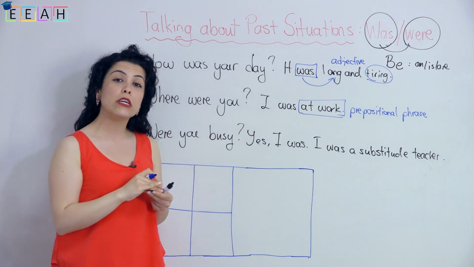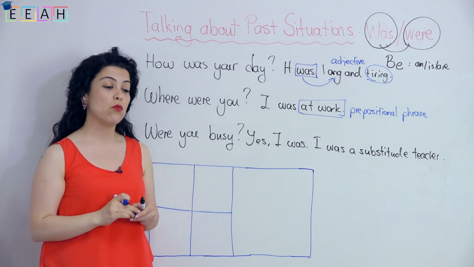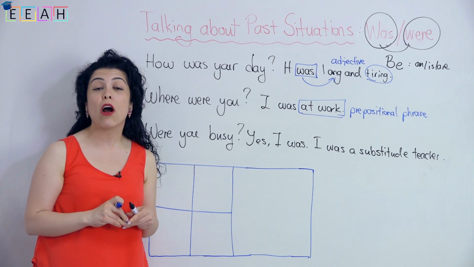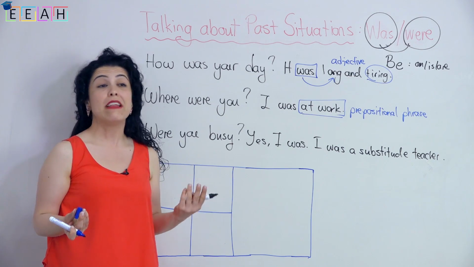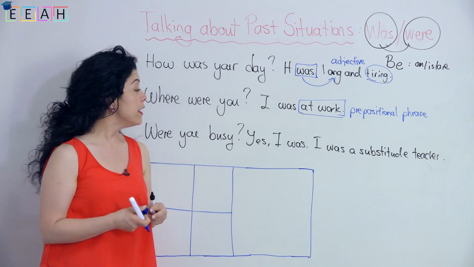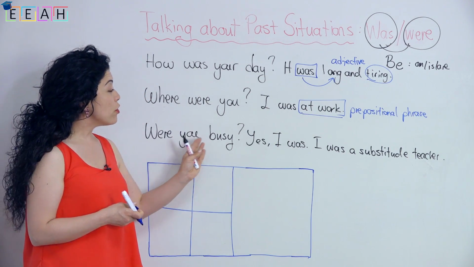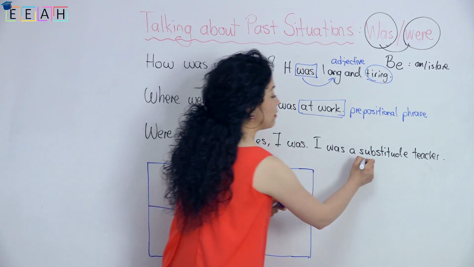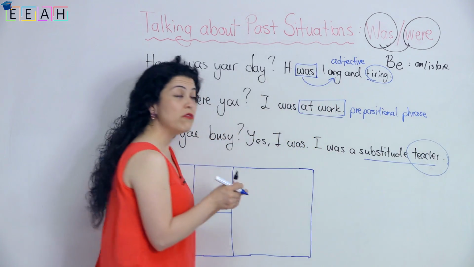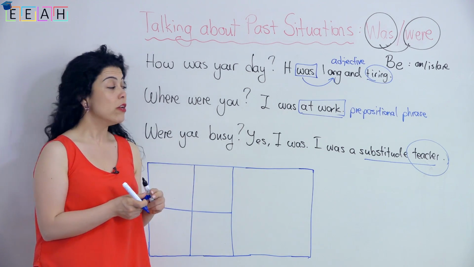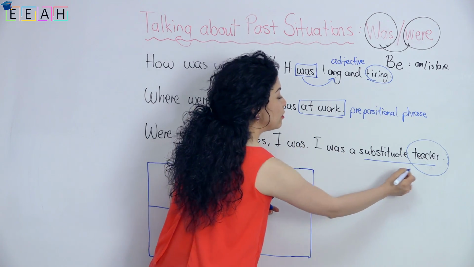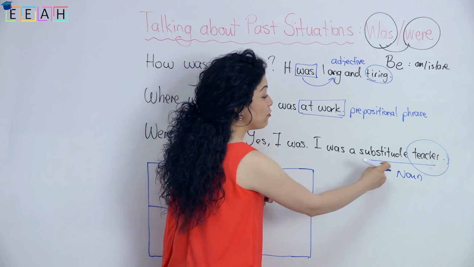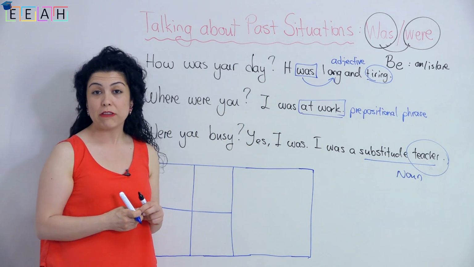I was at work. I was at school. I was at home. Yes? You can say I was in Izmir. I was in Istanbul. That's another prepositional phrase. Now, the last one, look, were you busy? Yes, I was. I was a substitute teacher. A substitute teacher. So there is a noun here, right? Teacher. So after was and were, you can continue the sentence with a noun. Or what? An adjective plus a noun is also another possibility.